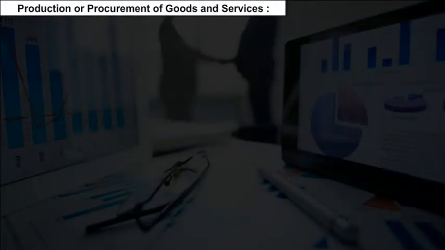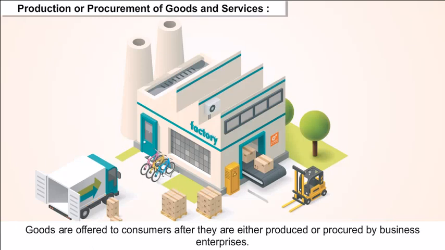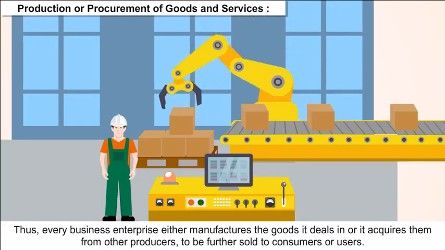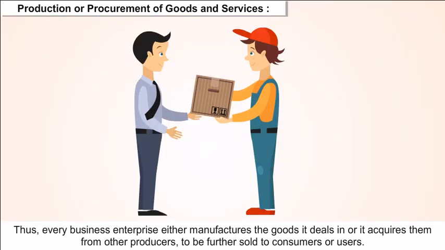Production or procurement of goods and services. Goods are offered to consumers after they are either produced or procured by business enterprises. Thus, every business enterprise either manufactures the goods it deals in or it acquires them from other producers to be further sold to consumers or users.